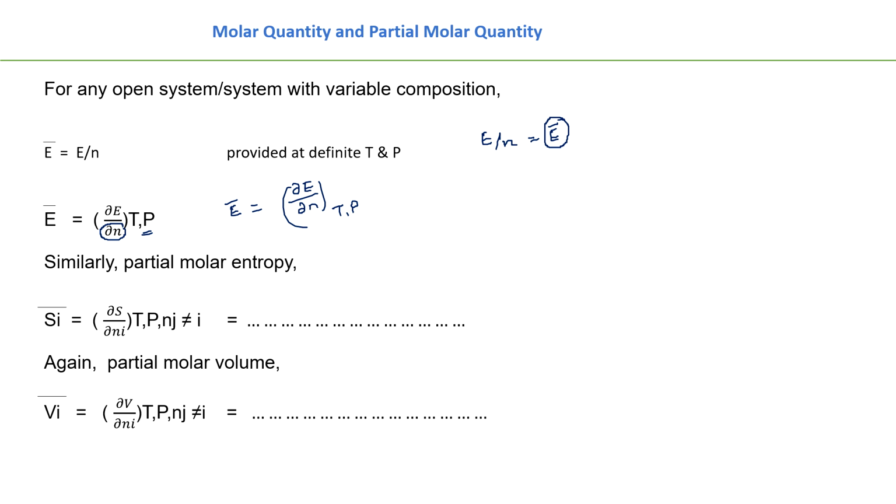So whenever the other two parameters are constant, then molar quantity is written in the form of del E by del N. But in normal conditions, where temperature and pressure are not constant, if you want to represent a molar quantity of an extensive property, then it is simply E by N. So this is the molar quantity concept.